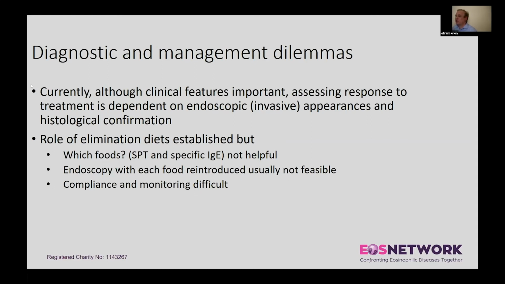And it's particularly important in food elimination diets where these patients may be eliminating a number of foods. You want to reintroduce them and assess the response to that food elimination. Really the only way is a biopsy, and that can be quite difficult. In adults it's difficult. What about children who usually need an endoscopy and biopsy under general anaesthetic? So it's quite difficult.